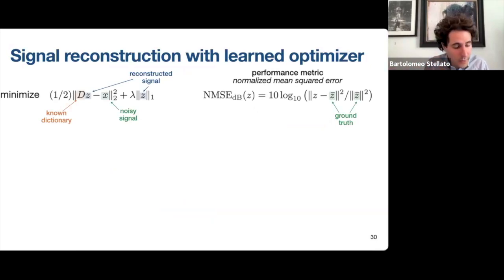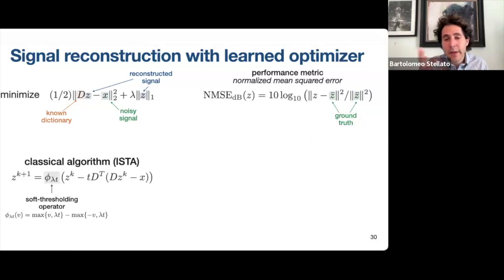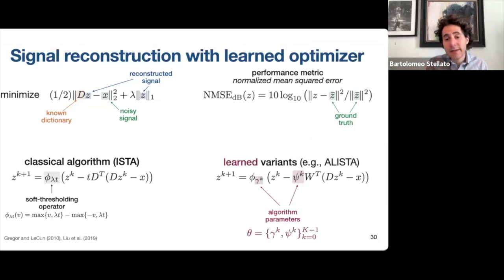This is a very good indication of whether this method works. And it works in decibels here, which is a normal metric used in these schemes. Then we can apply all sorts of algorithms to solve this problem. We will compare ISTA, the one we talked about before, where we apply a gradient step and a soft thresholding operator, and then a learned variant, for example A-LISTA. There are many learned variants, and we will see them in the next slide.